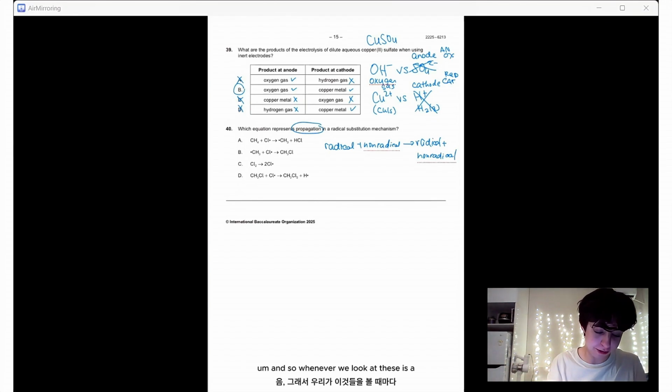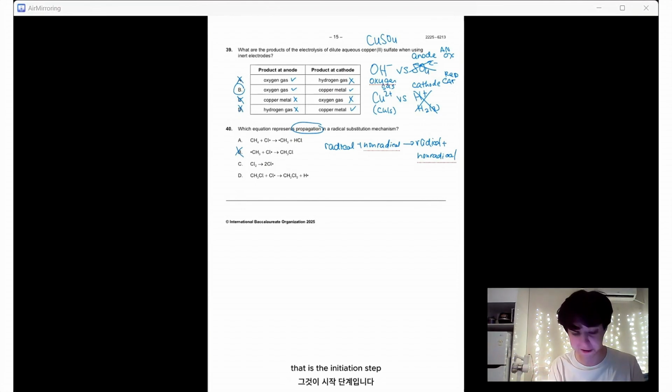Whenever we look at these, in A we've got non-radical, radical, radical, non-radical, looking interesting, mayhaps. Looking at B: radical, radical, non-radical, bad. That is actually a termination step. C, you've got a non-radical forming two radicals. That is the initiation step, so also incorrect. Meanwhile, in D you have radical, non-radical, radical, non-radical.